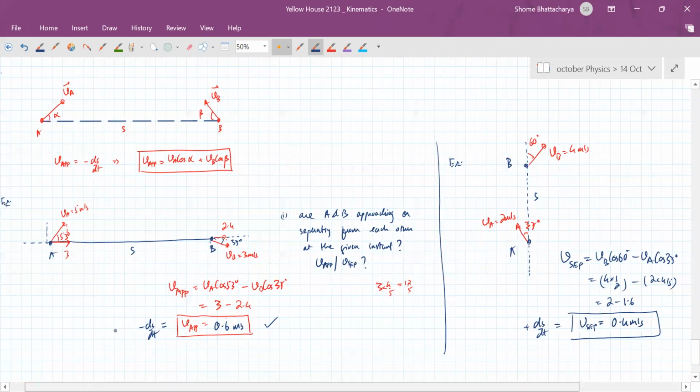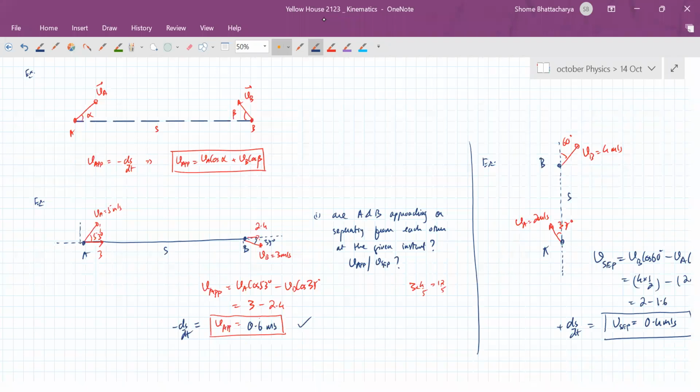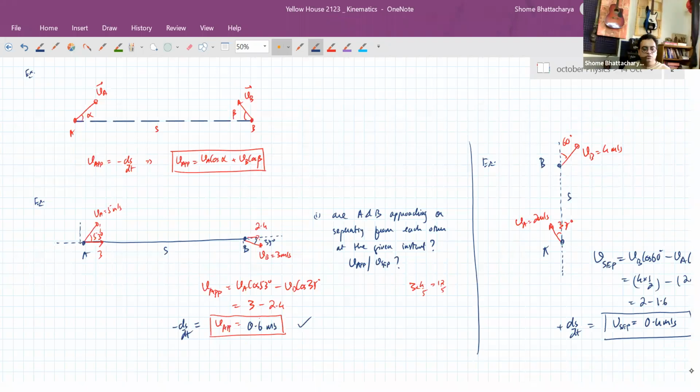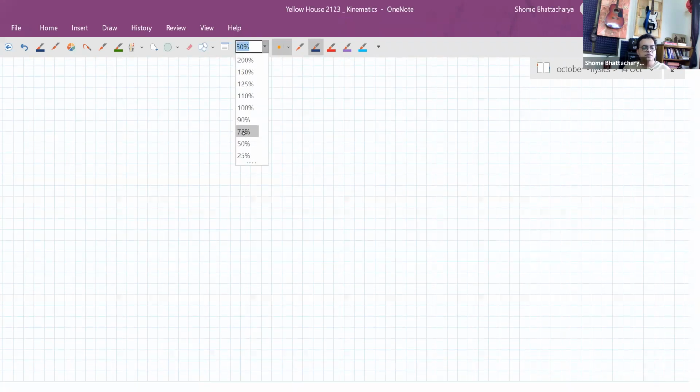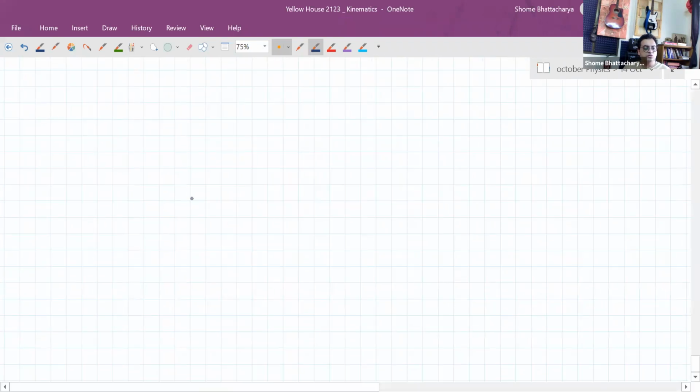Okay, now next up, let's look at some more applications of this concept of approach and separation velocity. Now, one of the places where we can use the concept of approach and separation velocity is in developing constraint relations, the type you have seen probably in Newton's laws chapter. So application of approach velocity concept for constraint relation type of problem.